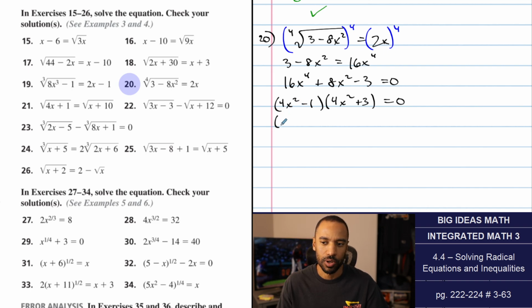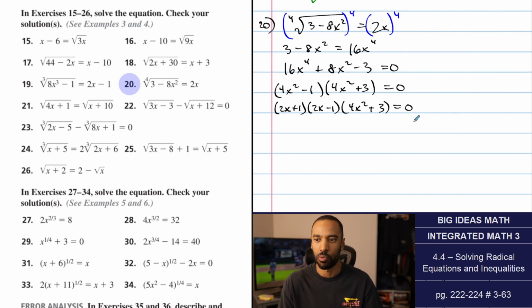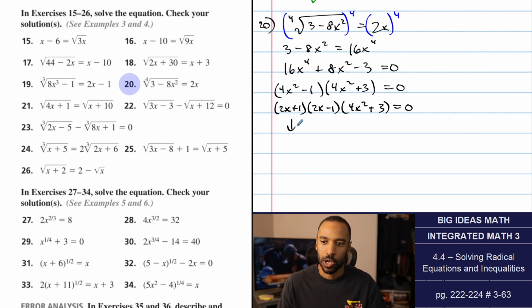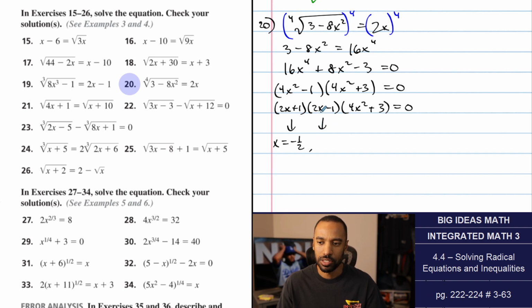This also factors. You can choose to factor it or just solve using square roots. This would become 2x plus 1 times 2x minus 1. This 4x squared plus 3 currently can't factor further, but we'll solve that part using square roots. So if 2x plus 1 equals 0, x would equal negative 1/2. If 2x minus 1 equals 0, x would equal positive 1/2.